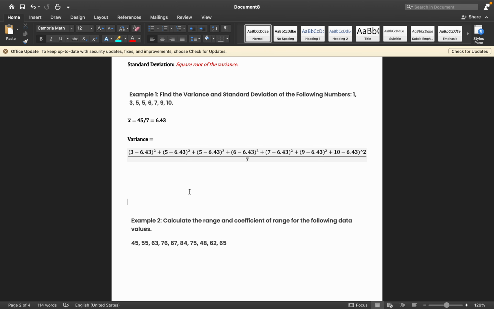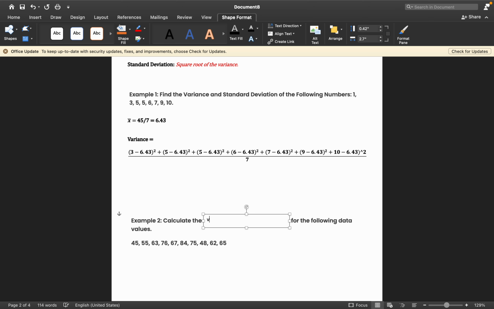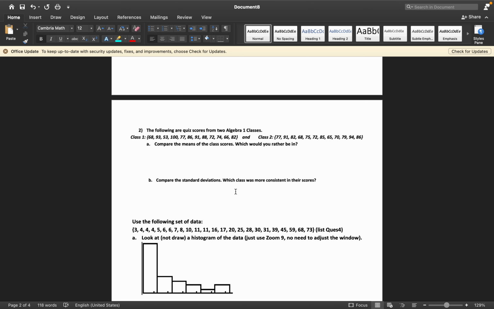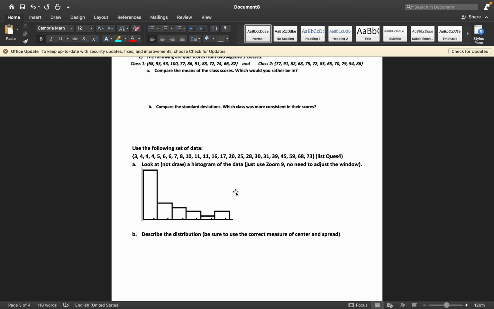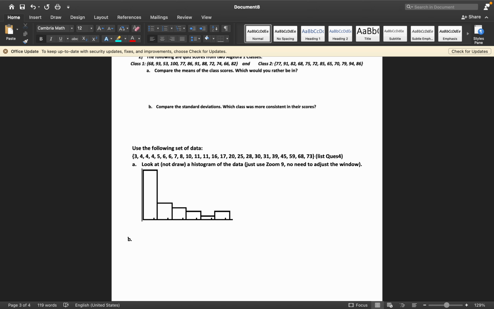All right, I'm going to edit example 2 here. I want you to find the variance and standard deviation for that data set. And then I'm going to ask you to take a look at 2, and find the variance and the standard deviation of this data set as well.